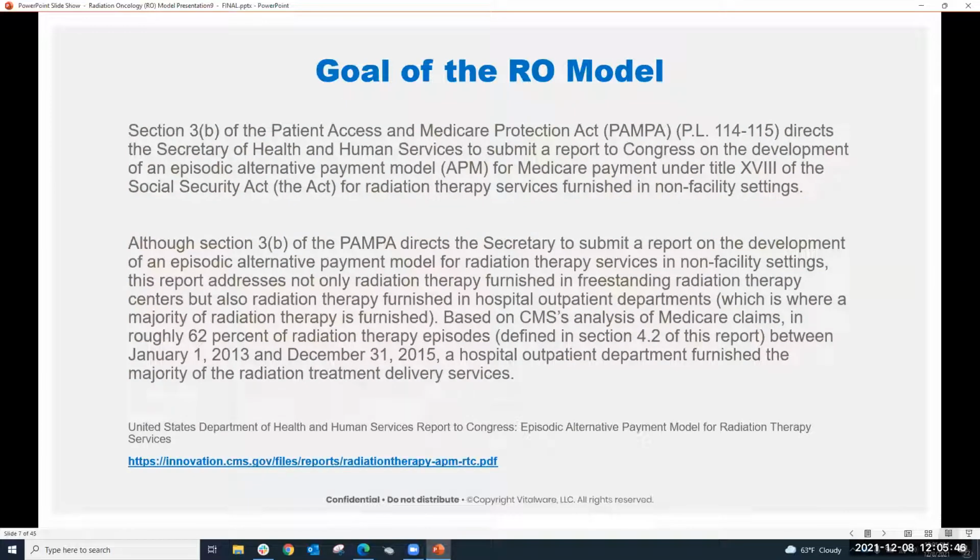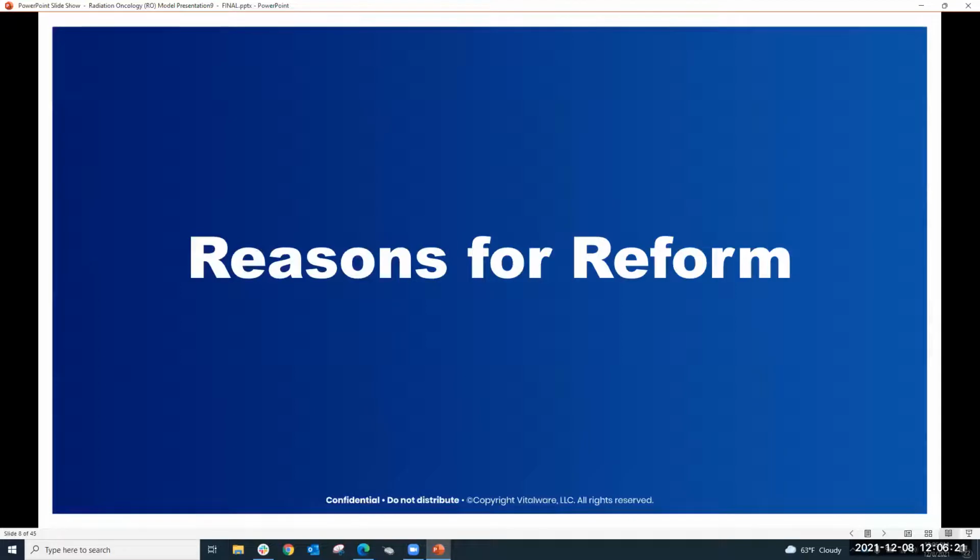This has been in CMS's focus since 2014. They've been trying to explore potential ways to test an episode-based payment model for radiation therapy. December 2015, Congress passed the Patient Access and Medicare Protection Act, which required the Secretary of Health and Human Services to submit a report to Congress on the development of an alternative payment model for radiation therapy. And that was published in November of 2017. So of course, implementation was delayed due to the public health emergency.